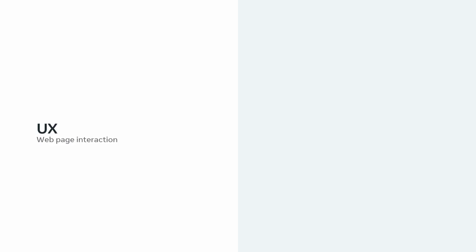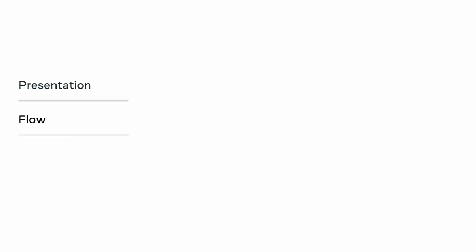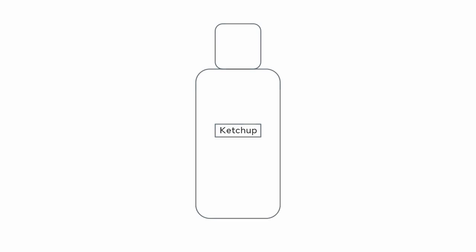User experience, or UX, is how a user interacts with the web page or app as a whole. That includes presentation of information, the flow between different sections, and the ease of use. One way of thinking about it is to consider ketchup bottle design. Most ketchup bottles have a lid at the top. This lets you get ketchup out with relative ease when the bottle is full, but it becomes increasingly difficult to get to the ketchup at the bottom of the bottle as it empties out.